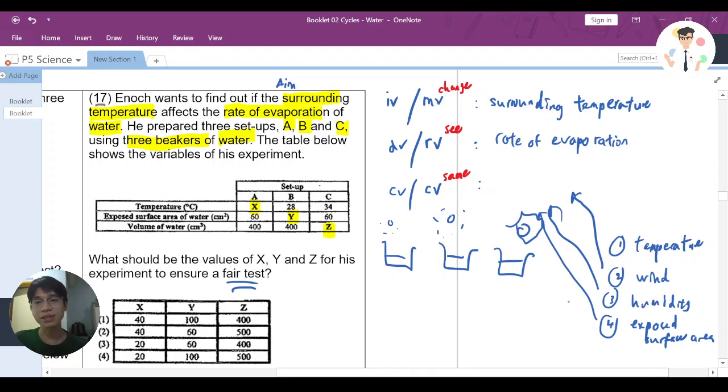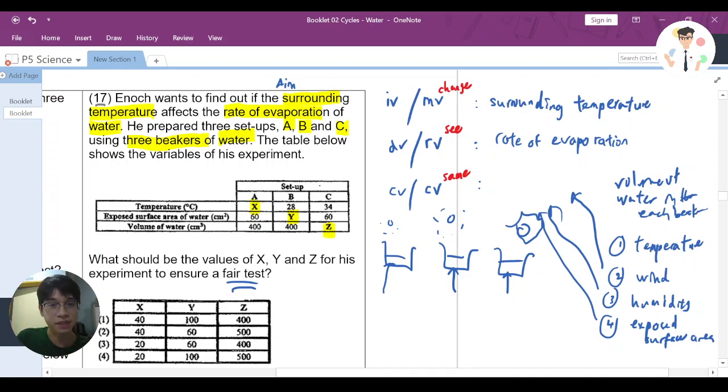And other than this, what are the things we need to ensure are the same so that it's a fair test? Of course, it's the volume of water inside, right? If it's not the same, then how can we check properly? Besides these 2, 3, 4, we also need to ensure the volume of water inside the beaker is the same in each beaker. Now once we have this, let's try to check.